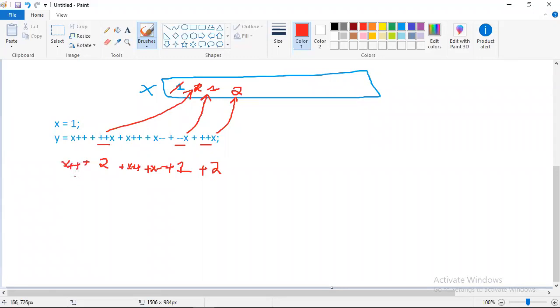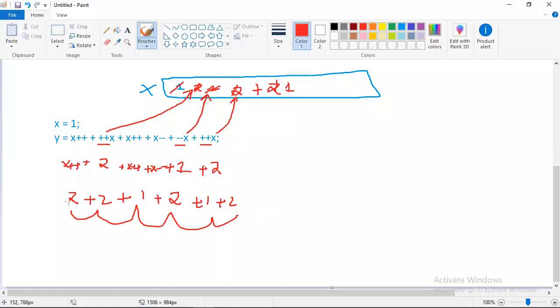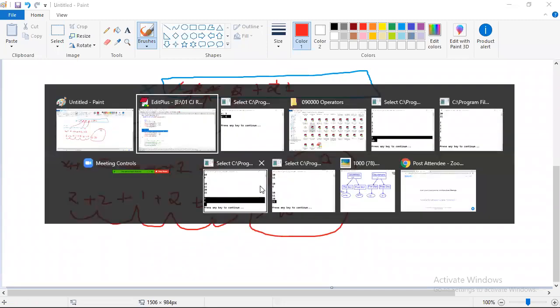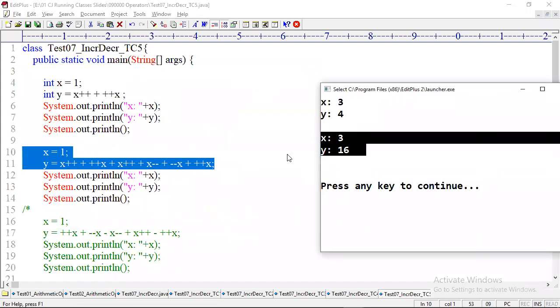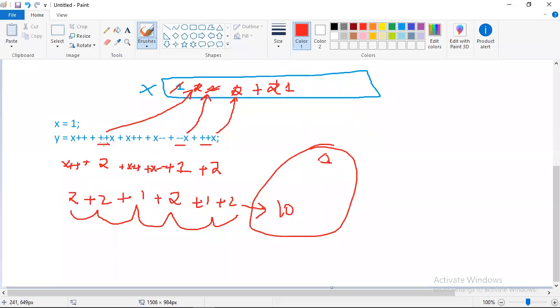Look at how much time it is taking for us to calculate. Then X plus plus, what is the current value? 2. Read 2, increase by 1. Plus 2, plus X plus plus, read 1, increase to 2. Plus X minus minus, read 2, decrease by 1, 1. Plus 1 plus 2. Okay, then Y value 2 plus 2, 4, 5, 6, 7, 8, 9, 10. And Y value 1. Now we got 10 by following this algorithm. Let's see what is coming. Output is 3, 6. But I got output 1, 10 by following all pre-increment operators first and post-increment operators next. Did I make any calculation mistake?